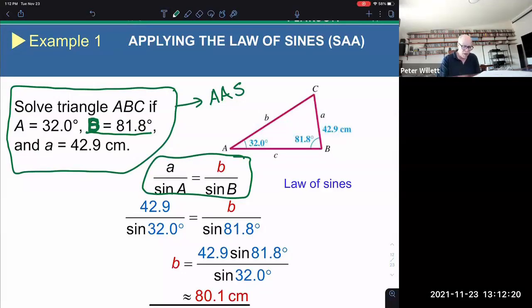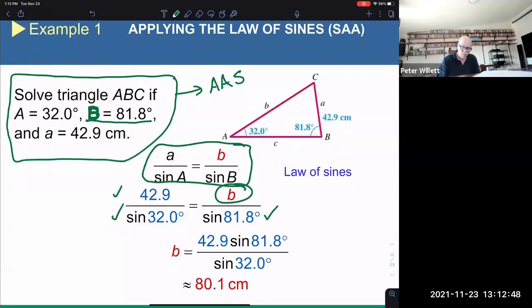So then we plug in the 3 that we know. We know side A, so they put in 42.9. We know angle A, so we put that into the sine, that's sine of 32 degrees. And then they also gave us angle B, which we plug into the sine. And so the only one we don't know is the side B. And so we can solve this little problem for that value, which they did here.